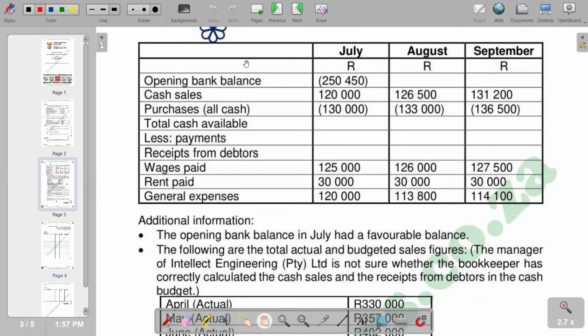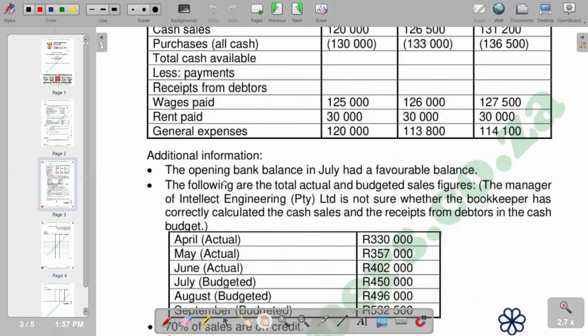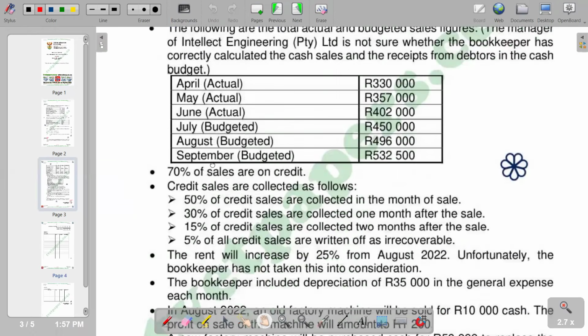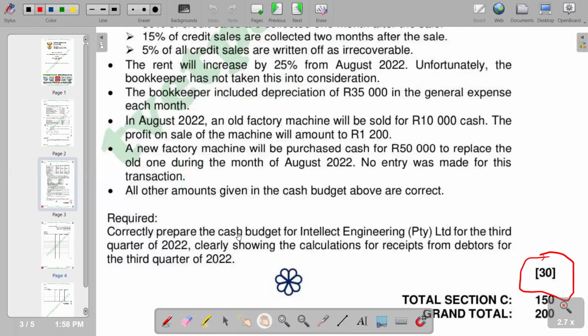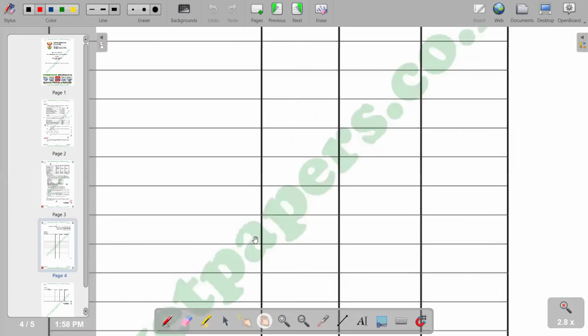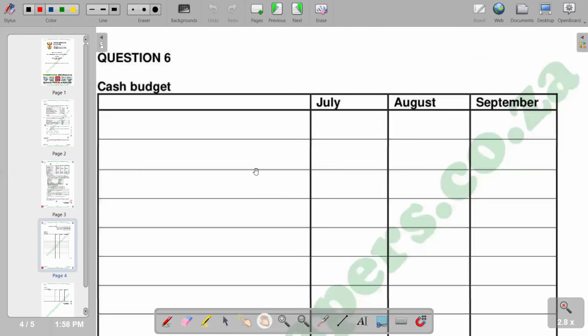We are given the opening balances up to the expenses that we have. We also have additional information that we need to go through before we start to answer the question. The required part reads: correctly prepare the cash budget for Intellect Engineering Private Limited for the third quarter of 2022, clearly showing the calculations for receipts from debtors. This is going to be our answer section, as we are going to have our cash budget for June, July, August, and September only.